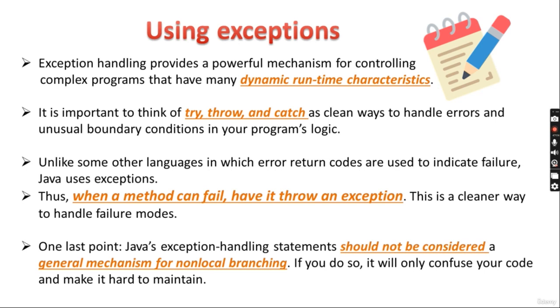Unlike some other languages in which error return codes are used to indicate failure, Java uses exceptions. When a method can fail, have it throw an exception. This is a cleaner way to handle failure modes. Whenever you think this line of code can generate a runtime error, just give it a throw keyword and throw an exception and let it be handled by somebody else, like some other method or the main method.